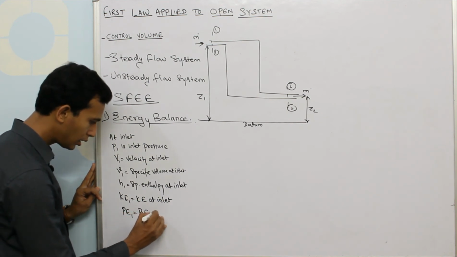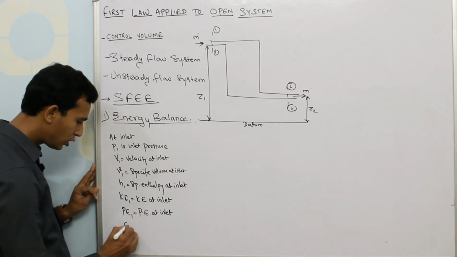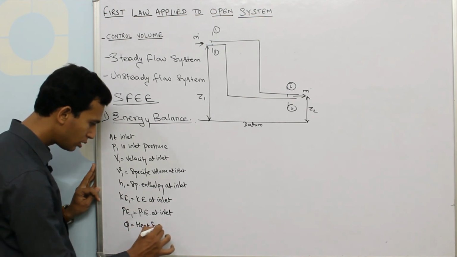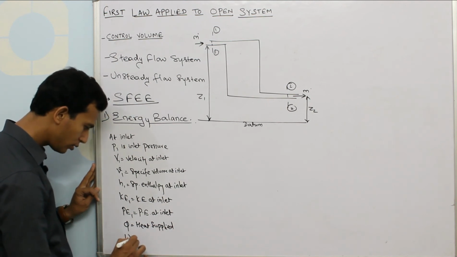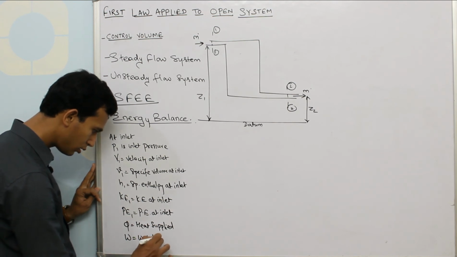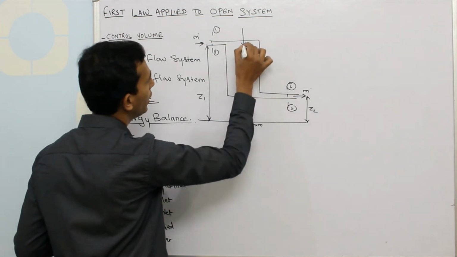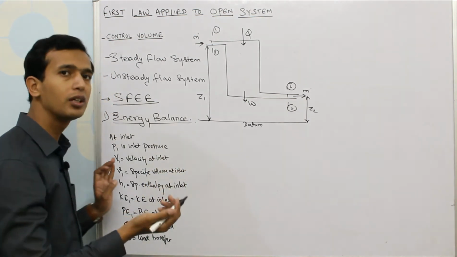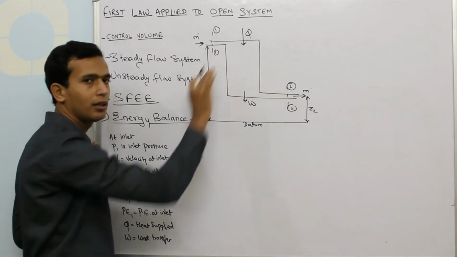potential energy at inlet, and Q is the amount of heat supplied to the system, and W is equals to work transfer during the process. So let us say Q has been added and we obtain W from the system. For any system, the desired output is W when we supply certain amount of heat to it.